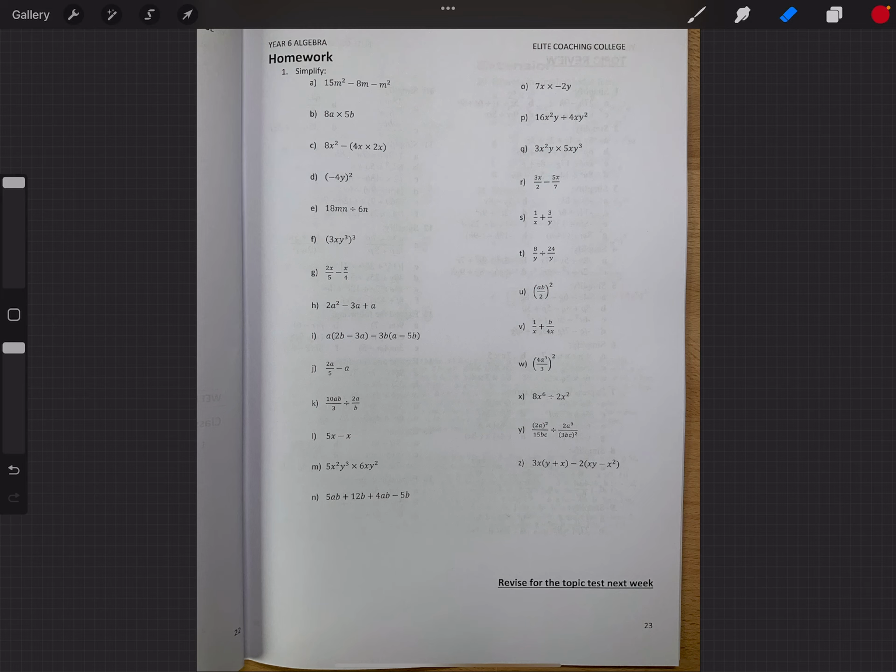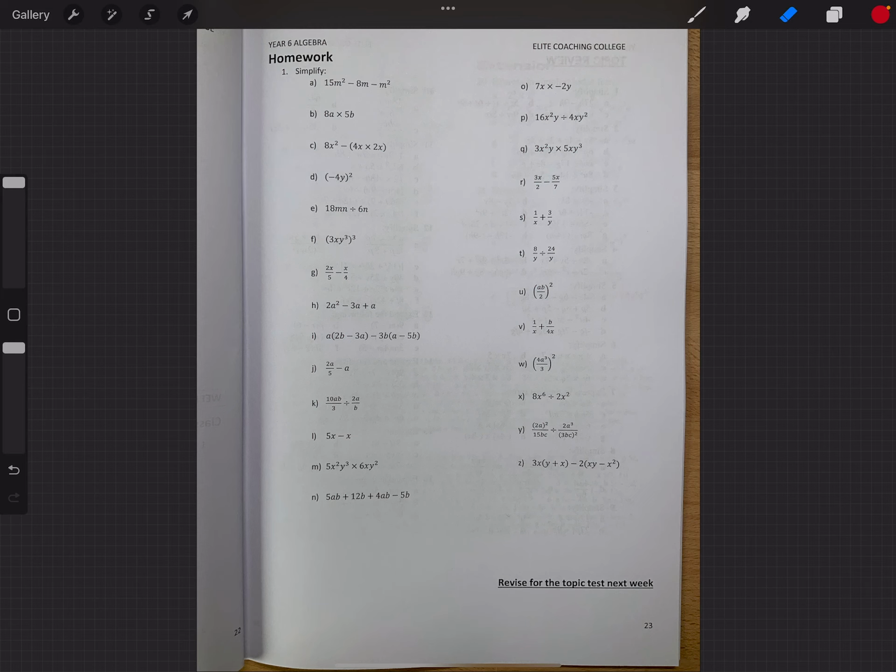Next one, we're minusing a fraction, so we have to make the denominator the same. So the lowest common multiple for 2 and 7 will be 14. Alright, to make a 2 into a 14 times it by 7, so times the top by 7. 7 times 3x is 21x. And times this one by 2, so we get 10x. So 21x take away 10x is 11x. And the bottom number will be 14. Done.